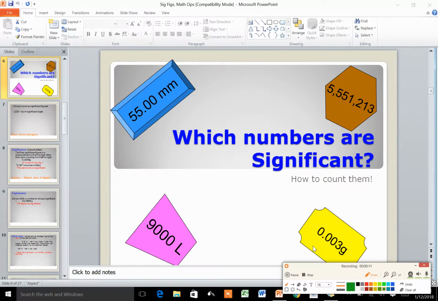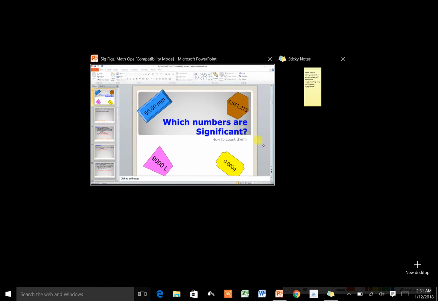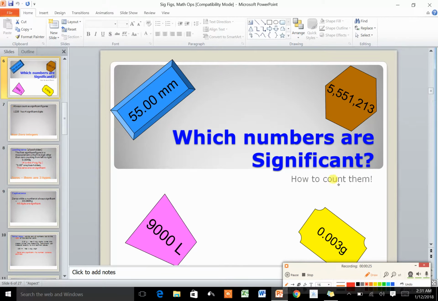Let's resume our lecture about significant figures. If you look here, for those numbers, we do have 4 numbers. So which numbers are significant and which are not, and how to count them?